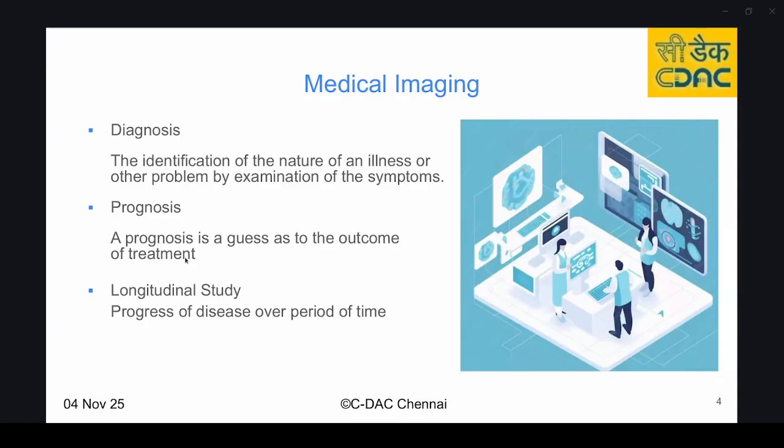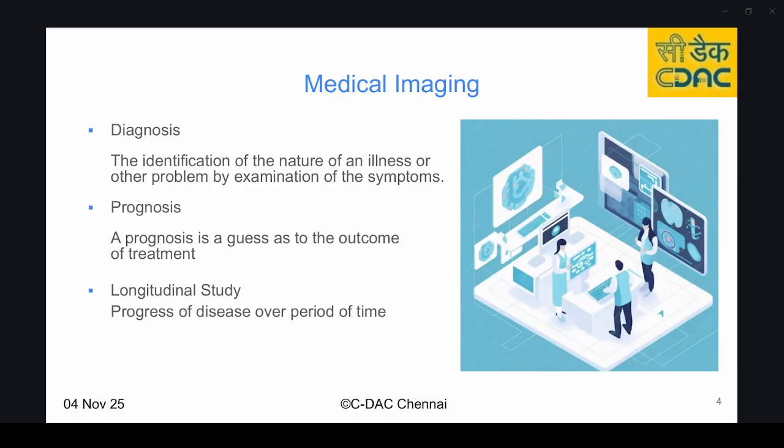Or a prognosis is a guess of an outcome of a treatment. So we are giving certain medication, so after 20 days, this problem will be reduced. So if there is tuberculosis in the chest, that tuberculosis will get reduced. So that it can be predicted by AI. Then it is very helpful, right?